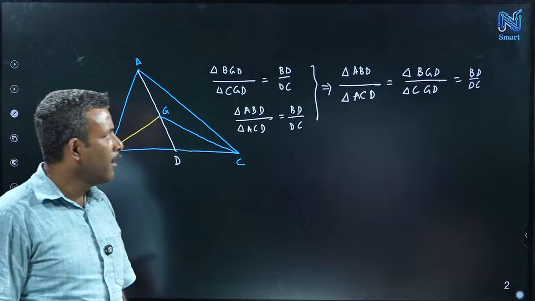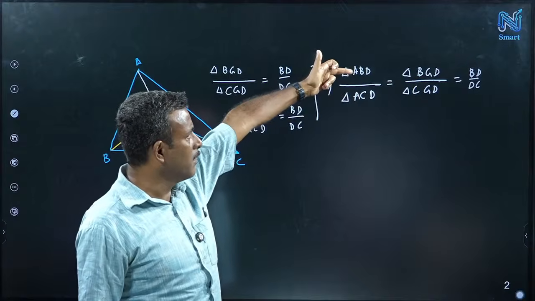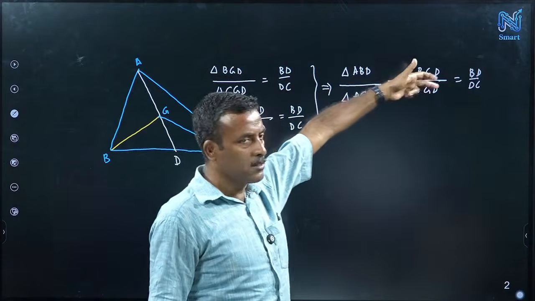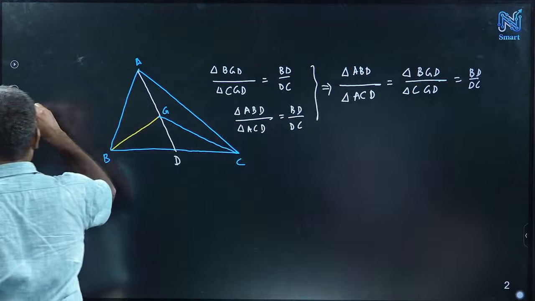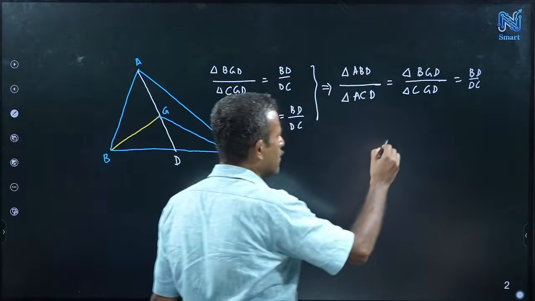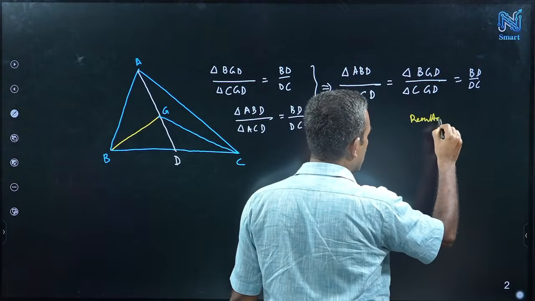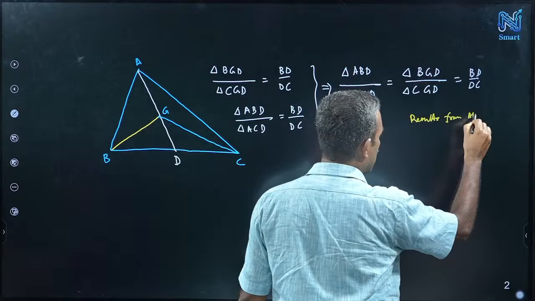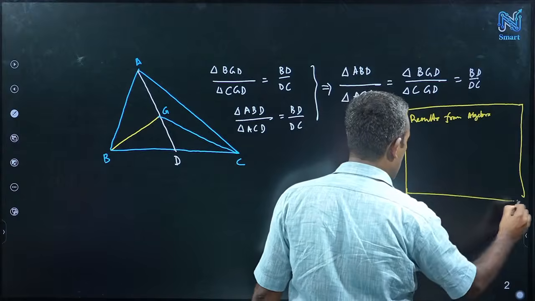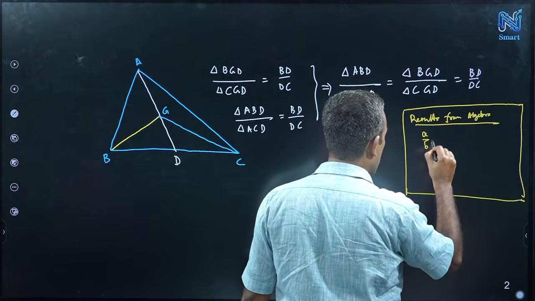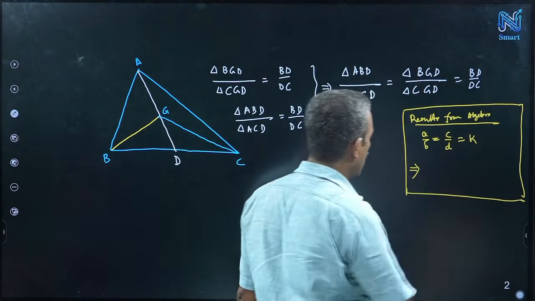Clear? Now think about this. This is like a ratio thing: if A by B is equal to C by D is equal to K, then what happened? We know from algebra, if A by B is equal to C by D is equal to K, then what can we conclude?